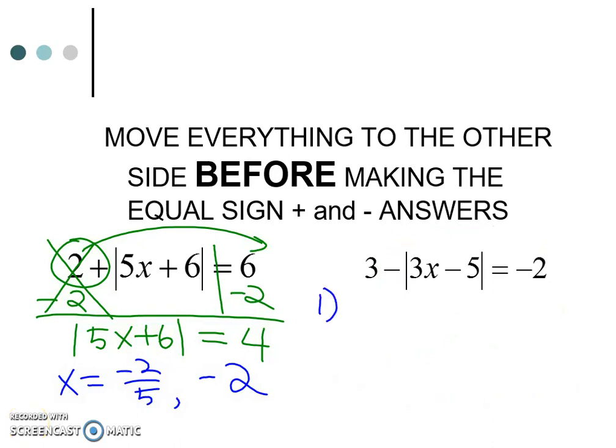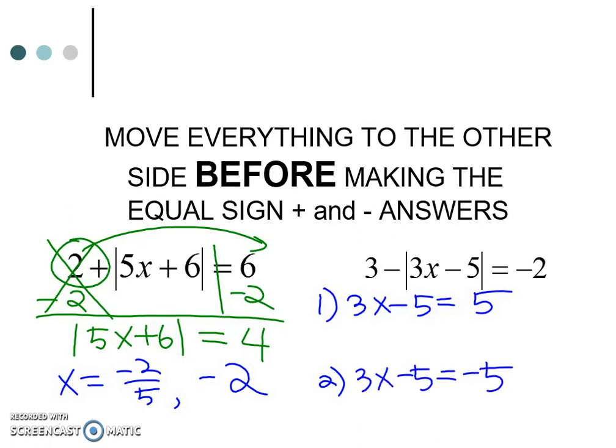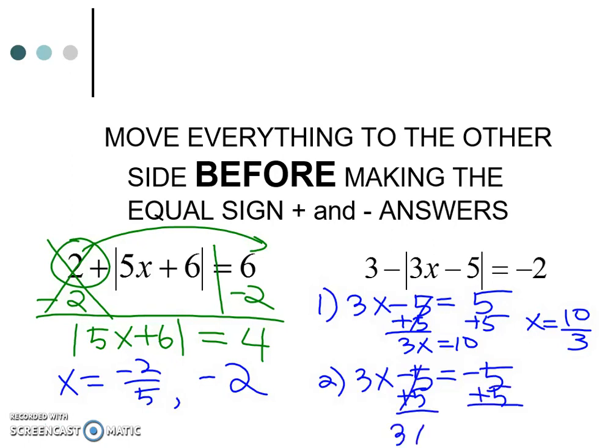First setup should be 3x minus 5 equals 5. Second setup should be 3x minus 5 equals negative 5. You're going to add 5 on each side. 3x equals 10. Divide by 3 on each side. The answer for the first setup should be 10 over 3. The second setup, you're going to add 5 on each side. 3x equals 0. You're going to divide each side by 3. x equals 0.